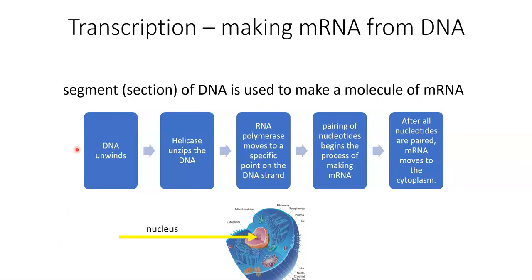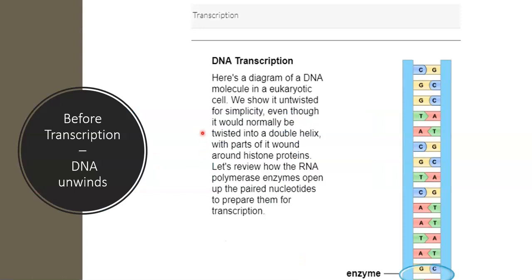Okay, so next, here we go. Before transcription, right, DNA unwinds. Here's a diagram of a DNA molecule in a eukaryotic cell. We show it untwisted for simplicity. You've seen this before, even though it would normally be twisted into a double helix with parts of it wound around histone proteins. Okay, so this is a DNA molecule and it is shown untwisted.